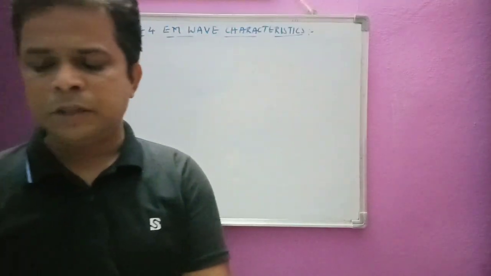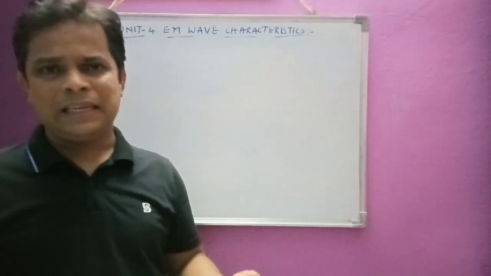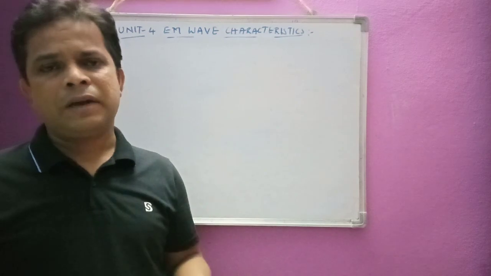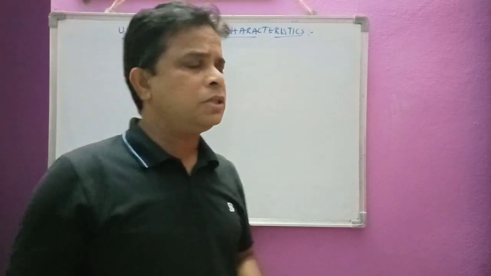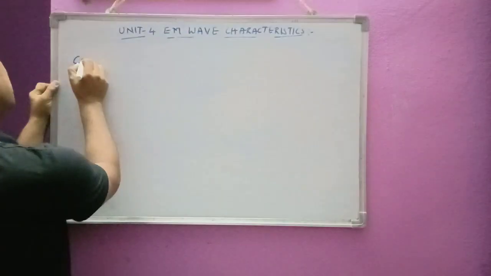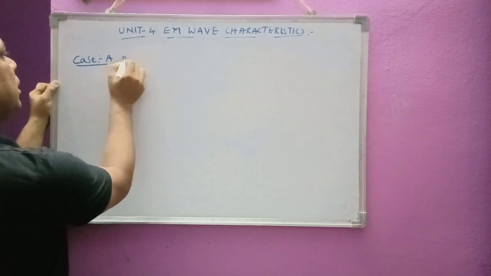the electric field is perpendicular to the plane of incidence, and next the electric field E is perpendicular to the plane of incidence. Okay, so now we will consider these two cases separately. First one, we will take case one, parallel polarization, case A, parallel polarization.